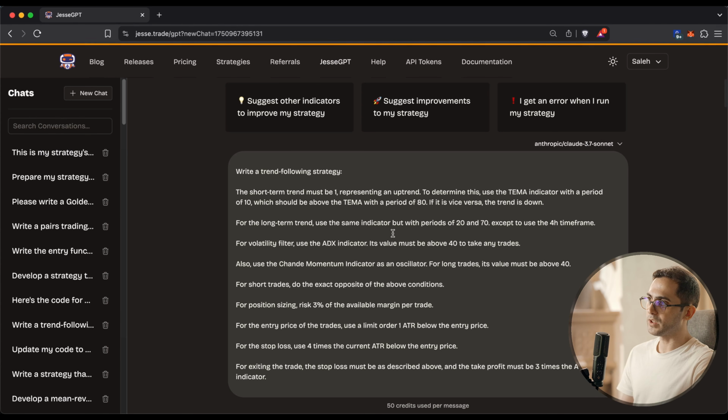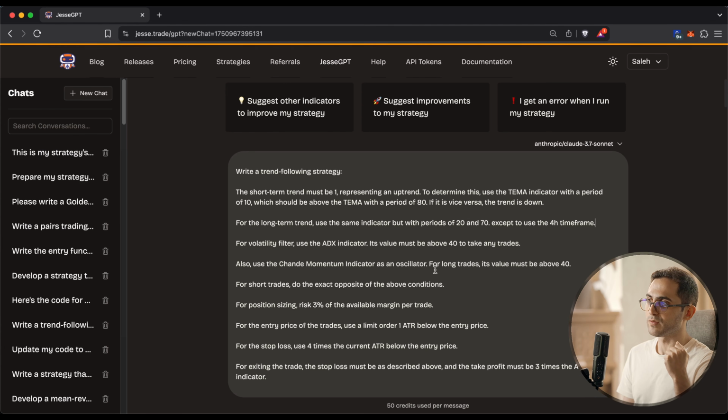For a volatility filter, use the ADX indicator. Its values must be above 40 to take any trades. Also use the Chande momentum indicator as an oscillator. For long trades, its value must be above 40. For short trades, do the exact opposite of the above conditions. For position sizing, risk 3% of the available margin per trade. For the entry price of the trades, use the limit order 1 ATR below the entry price.